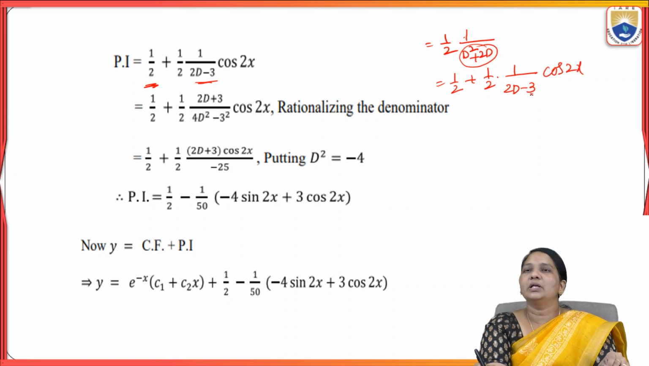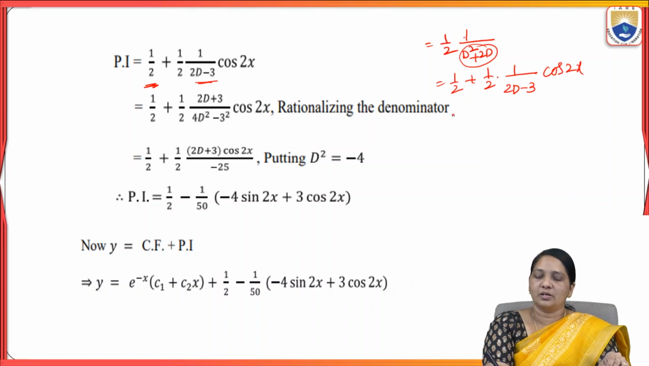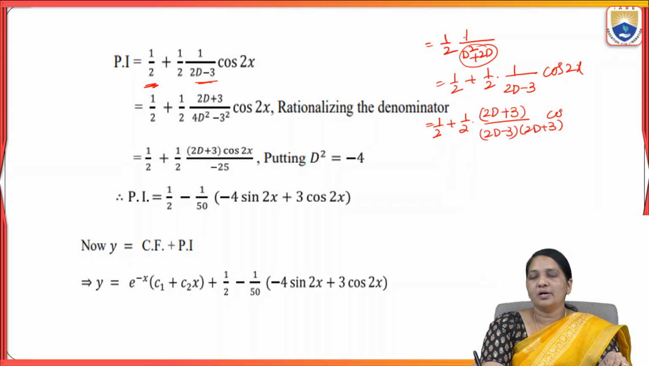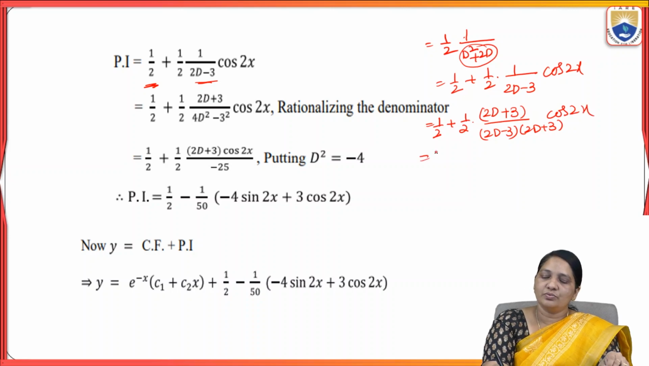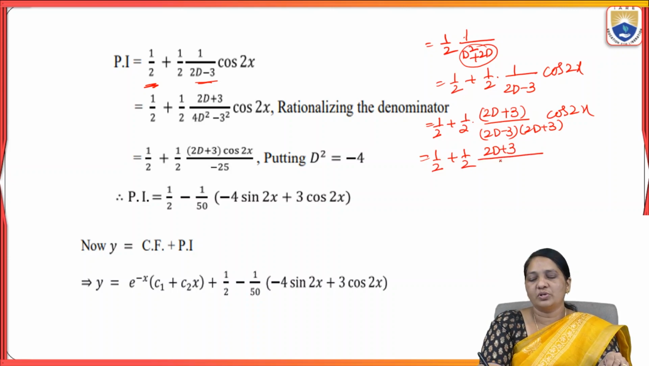When you are getting only the D term, we have to do rationalization. So the first term is 1 by 2, plus 1 by 2 into, rationalization means I am going to multiply with 2D plus 3 in the denominator and numerator. So (2D minus 3) into (2D plus 3), into cos 2x. Now what is this value? 1 by 2 plus 1 by 2 into (2D plus 3) by (a plus b) into (a minus b). So a square minus b square, that is 4D square minus 9, into cos 2x.